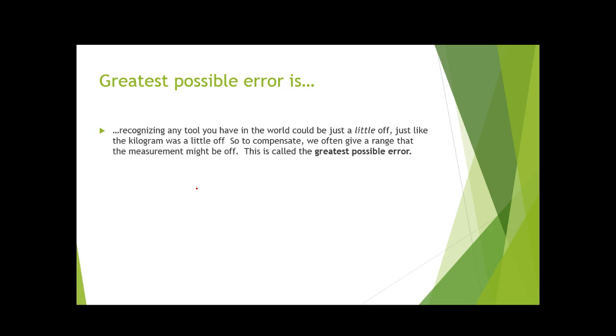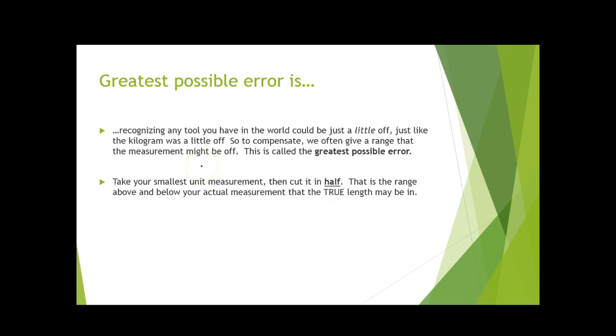Greatest possible error is recognizing that any tool that you have in the world could be just a little bit off, just like the kilogram bell was a little off. So to compensate, we give a range that the measurement might be off. This is called the greatest possible error. So take that smallest unit measurement that you found on your device and cut it in half. That is the range above and below your measurement that the true length may be in.